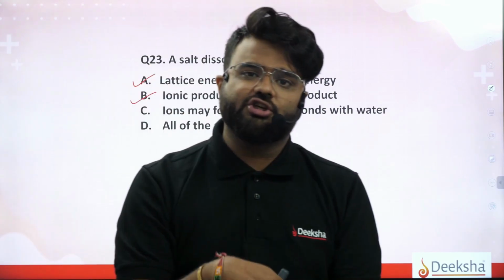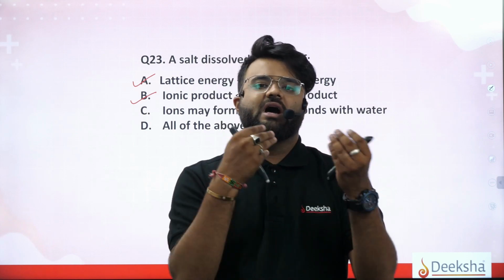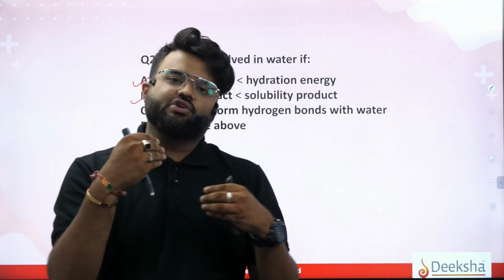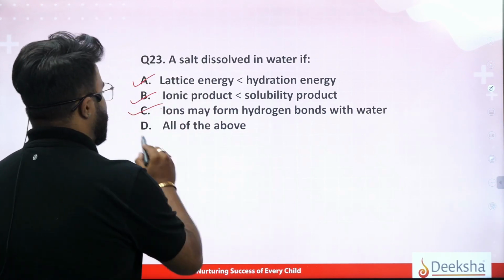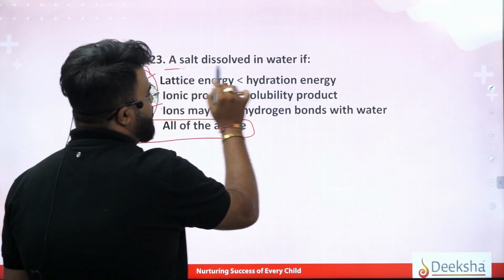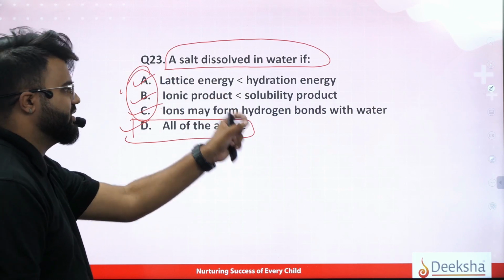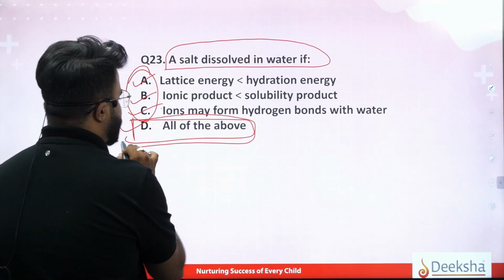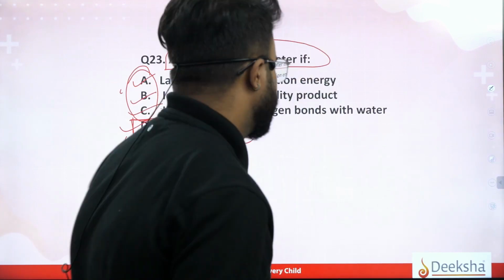For it to mix with water and be soluble, it should form a hydrogen bond with the water. So it should form a hydrogen bond with the water. Then option D is all the above. All the above options are correct. So if a salt should be dissolved in the water, then all these options are correct. Then your correct answer is option D, all the above.